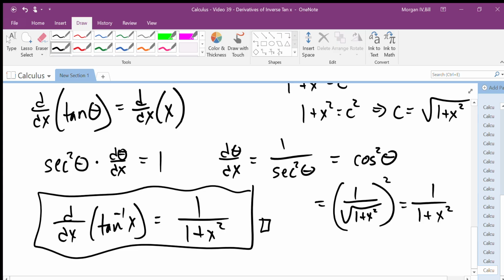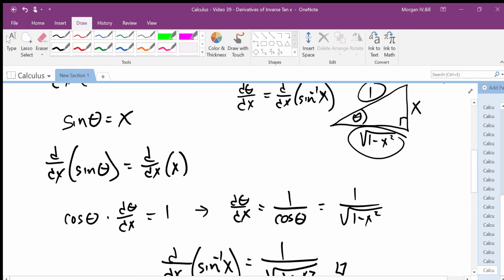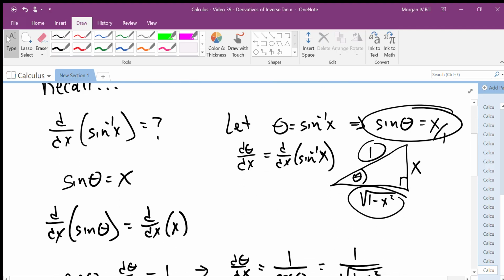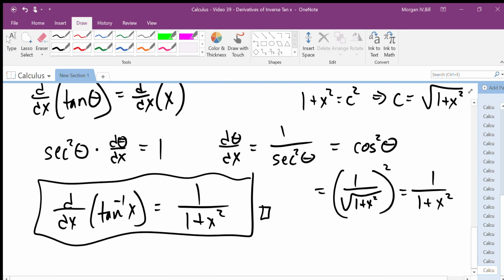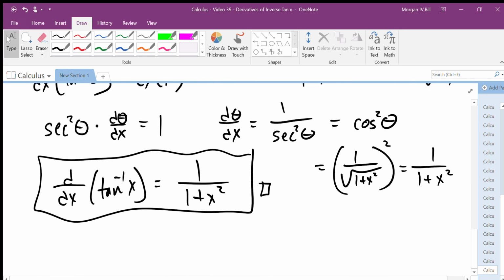Okay, so far we have 2. We have that the derivative of the inverse sine of x is 1 over the square root of 1 minus x squared. And the derivative of the inverse tangent of x is 1 over 1 plus x squared. You need to know them both. All right, let's go to our third one.